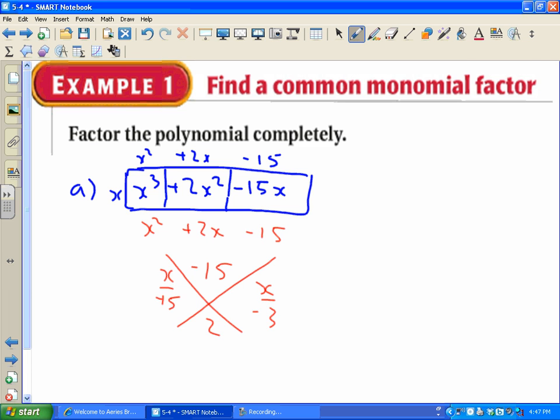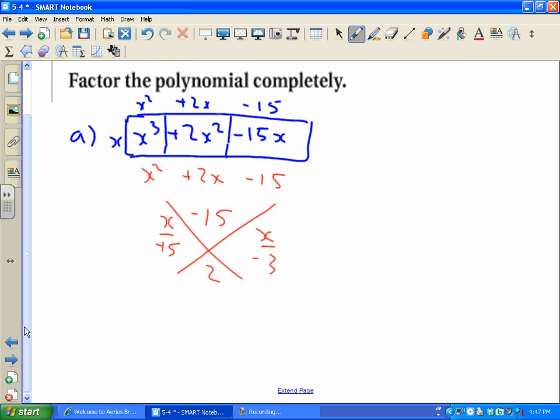At this point, we've got no reducing of that fraction, so that's going to be x plus 5. No reducing of that fraction, so that's going to be x minus 3. And we do need to remember to bring down that guy that we took out at the beginning, which is x. And that is now completely factored.